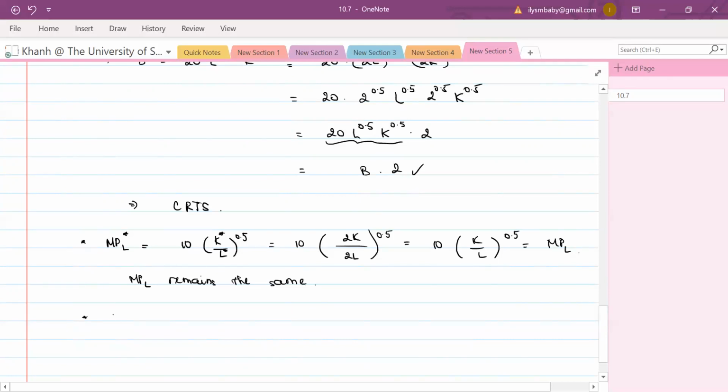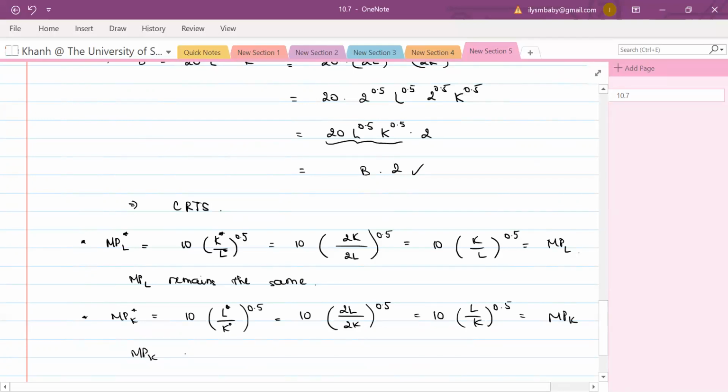And how about the marginal product of capital? The marginal product of capital star equals 10, L star on K star, everything to the power half. Again, L star is 2L, K star is 2K, and the 2 cancels out, so I'm left with just L on K to the power half, which is exactly the original marginal product of capital. So again, we can see that the marginal product of capital remains the same when you double both inputs.